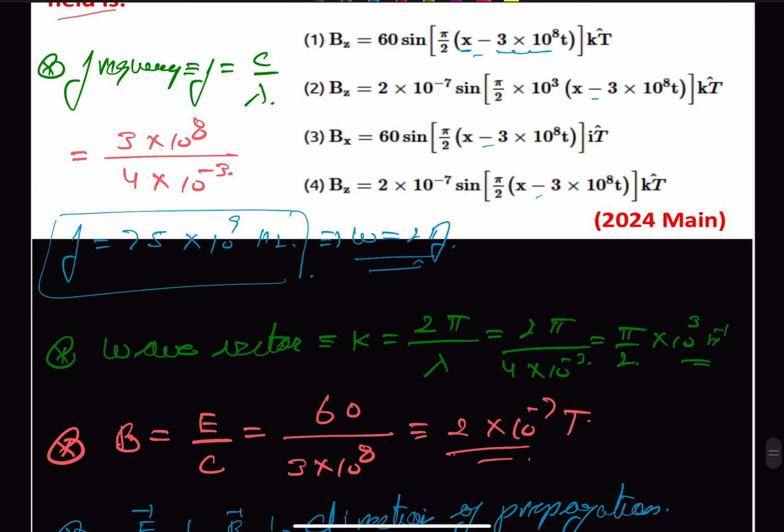Okay, there is only one option, option number 3, which is giving this as an i unit vector. The rest of the three are with respect to our k unit vector. But here there is a difference in the magnitude. So at least we can segregate which of the options will be the correct one.